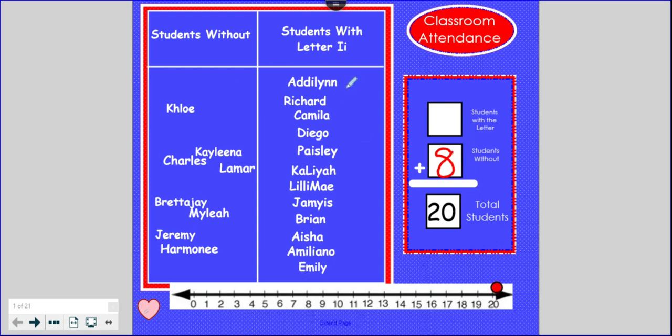Let's count how many do have the letter I in their name. 1, 2, 3, 4, 5, 6, 7, 8, 9, 10, 11, 12. Our number sentence looks a little bit different today. 12 friends have a letter I. So let's read this number sentence together. 12 students with the letter I plus 8 students without the letter I equals 20 students in our class all together. Awesome job, friends.